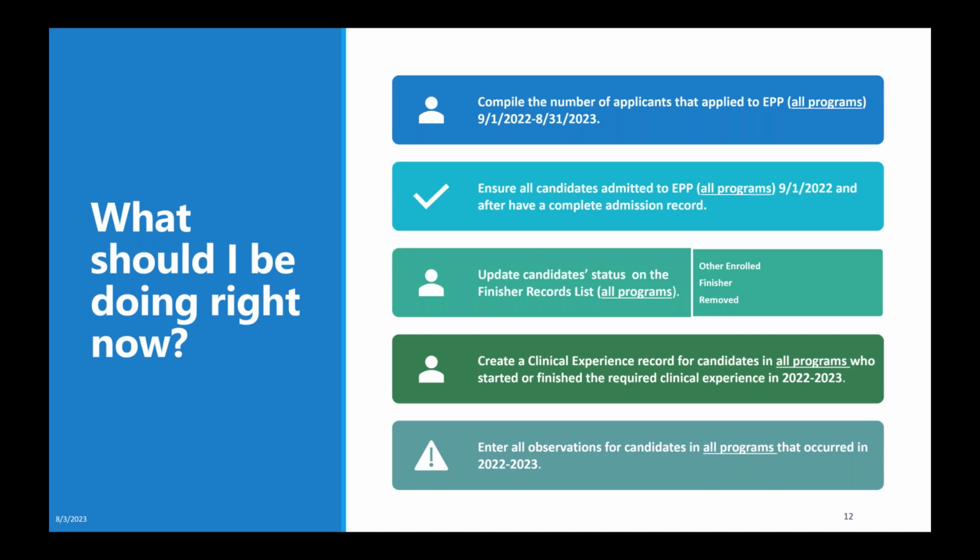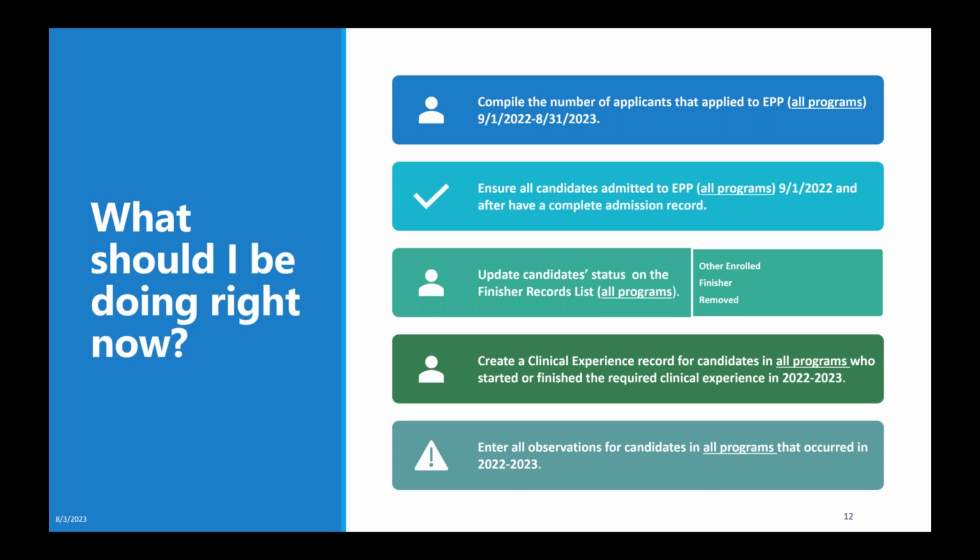to upload observations. Remember that you must report all observations that occurred in 22-23, which means any observations with dates from 9/1/22 through 8/31/23. So if any observations were completed this summer, such as for your superintendent candidates, they must be reported in the 22-23 reporting year.